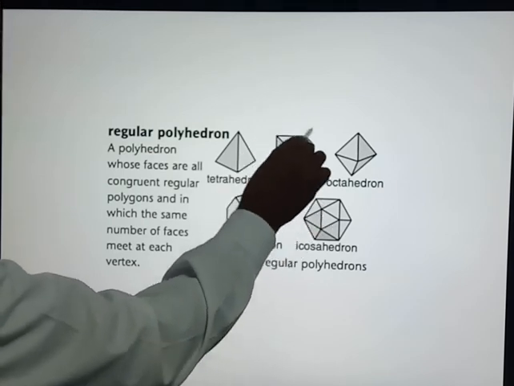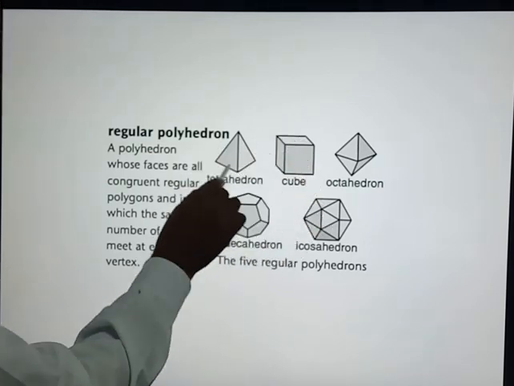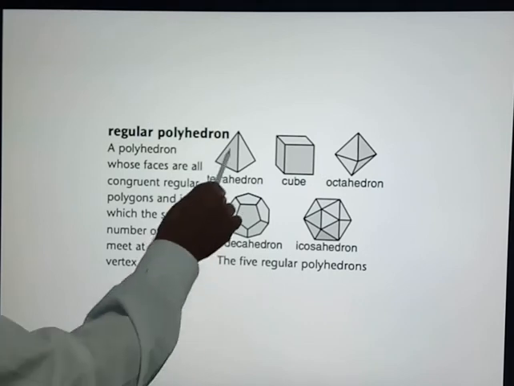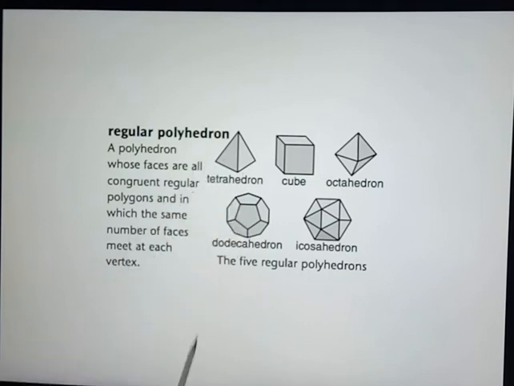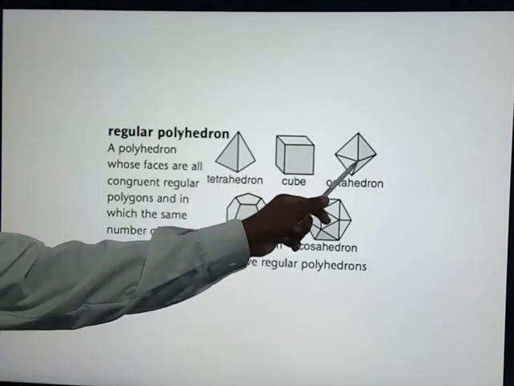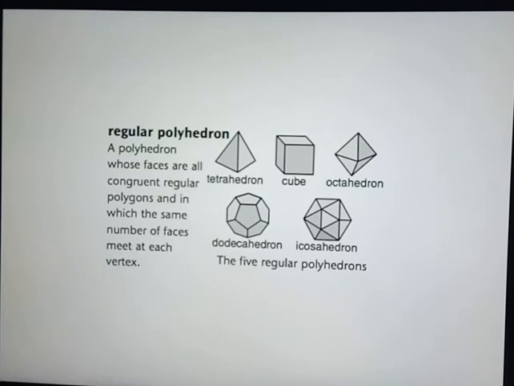Square everywhere square, triangle everywhere triangle. This is a triangle-based pyramid, and it is called a tetrahedron. So these all have the same type of face: square means square, pentagon means pentagon, triangle means triangle only, everywhere. Such figures are called regular polyhedrons.